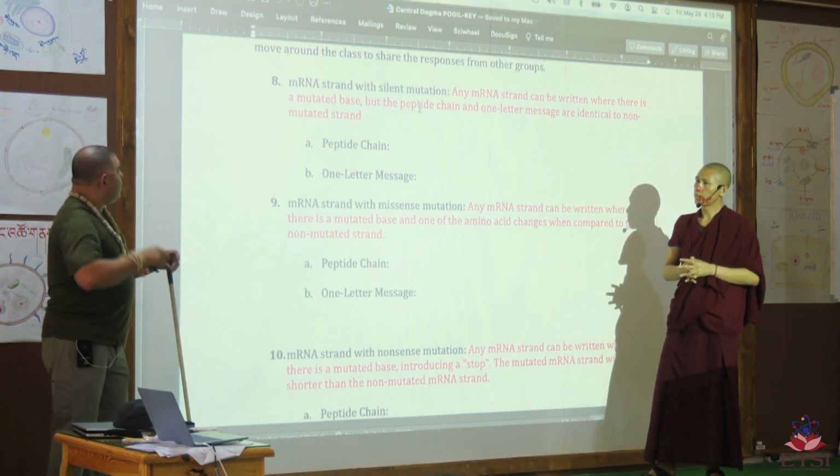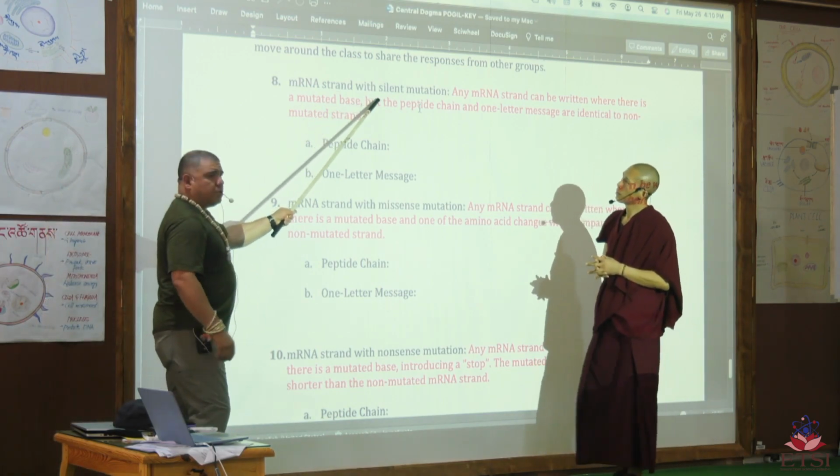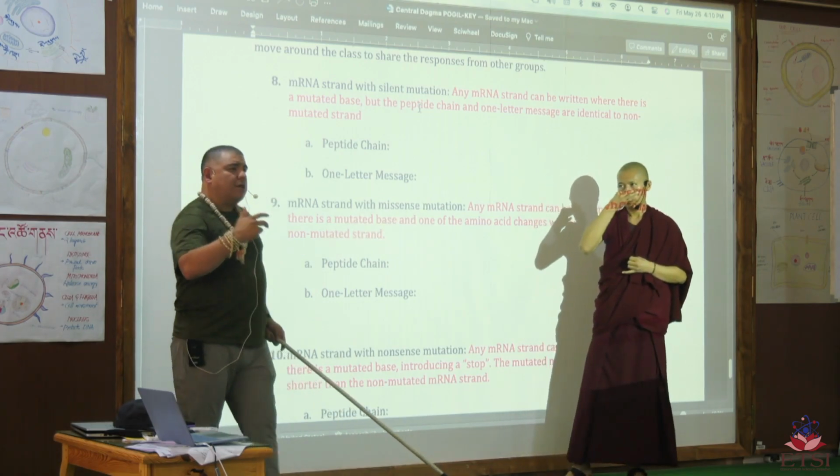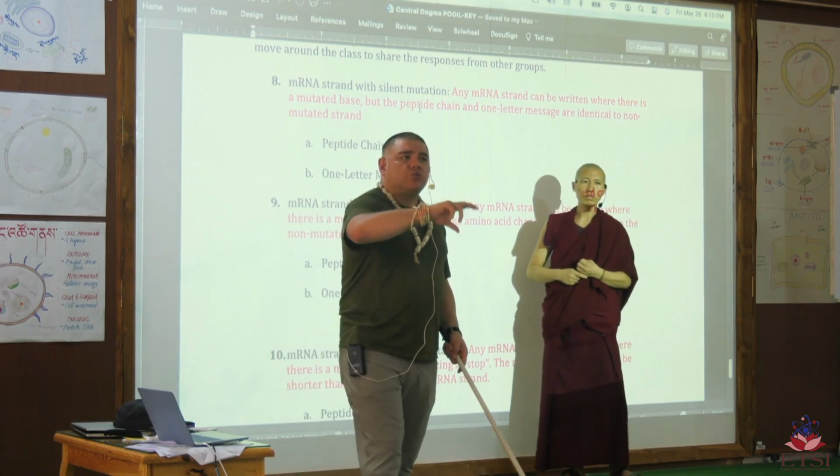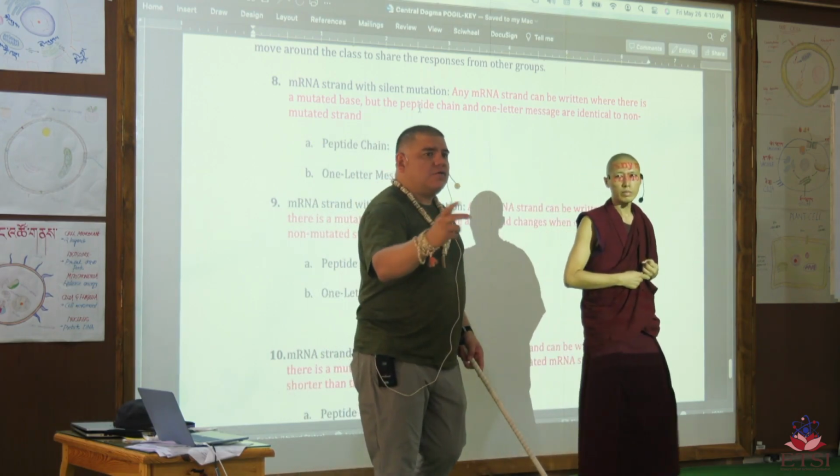As long as you remember that in a silent mutation, the product, the mutated strand, will be identical to the non-mutated because we do not change any of the amino acids.